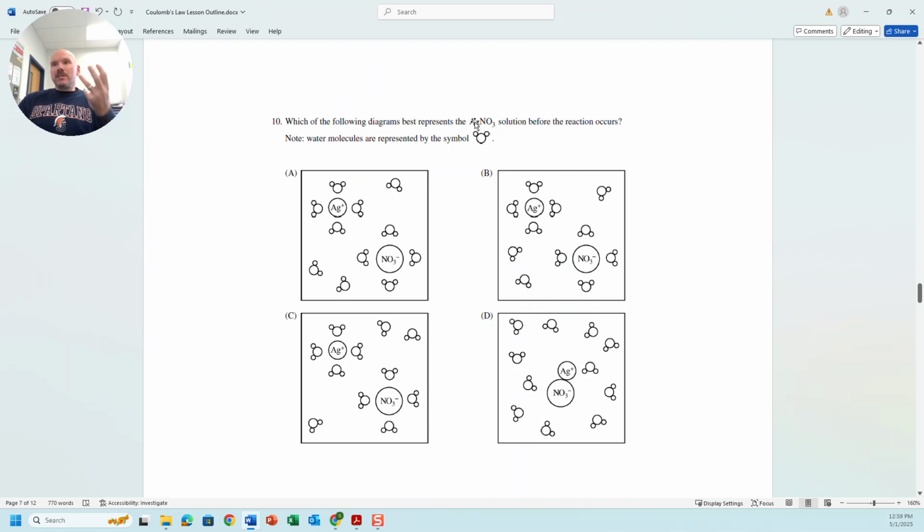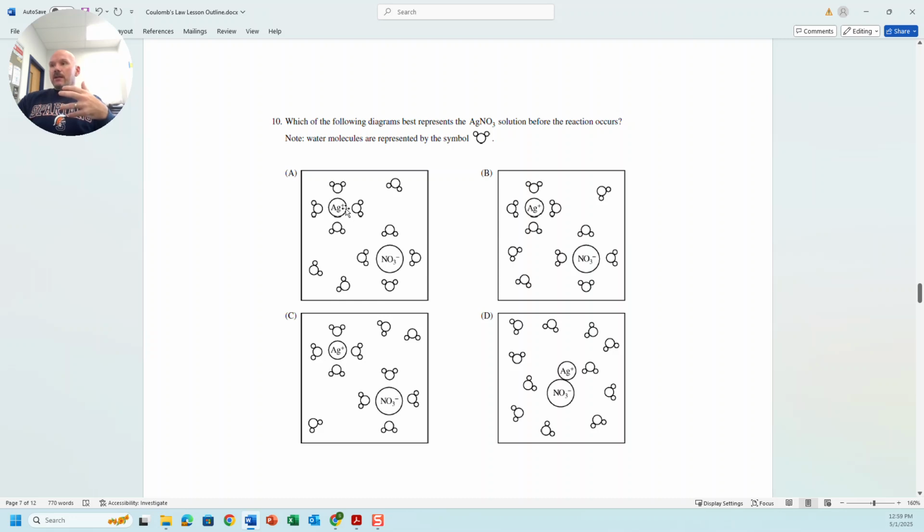So we've got to know that silver is a positive ion and nitrate's a negative ion. So if water is going to interact with silver, it's going to be the oxygen side facing silver. And if water's interacting with nitrate, it's going to be the hydrogen side facing the nitrate, because opposites attract each other. Okay? And if we want to show this dissolved in water, first we have to remember the ions have to be separated, so we can eliminate choice D, because if they were together like this, that would be representing silver nitrate solid, like undissolved.